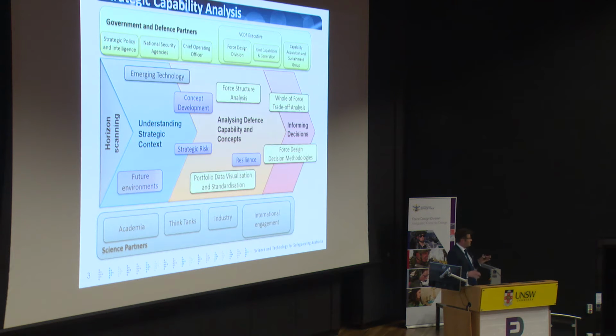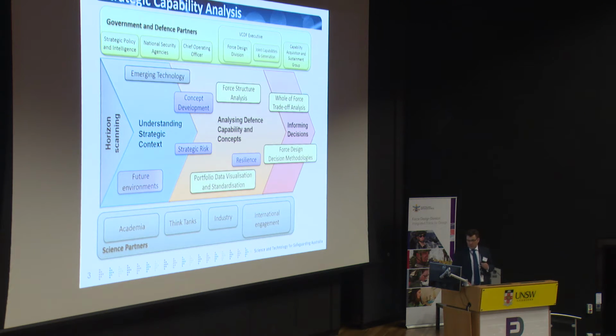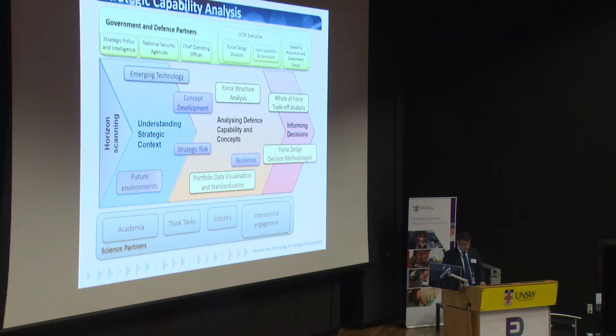Essentially, we look very broadly at technological changes, science changes, and broader geopolitical changes through a horizon scanning process. We use that to understand the strategic context, then analyse the defence capability implications and help that inform decisions. Each of the boxes up here, such as emerging technologies and future environments, are the specific work packages or areas that we work across that continuum. We work with a range of science partners, both domestic and international academic partners, international Five Eyes military partners, industry, and also think tanks. We have a broad remit across government and defence.